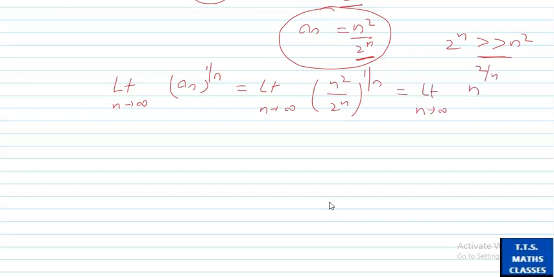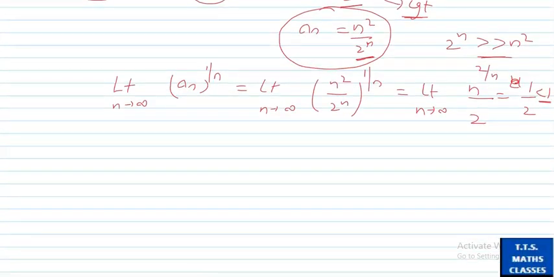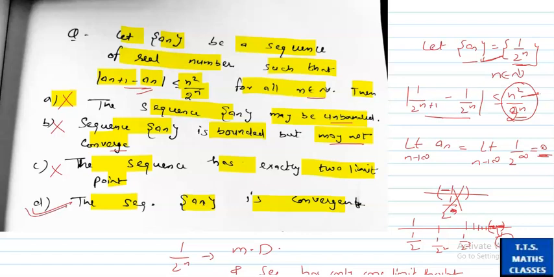So this implies it is 2 raised to power n, and only 2 is left. This will be 1 upon 2, because n raised to the power 1 upon n tends to 1. So it is 1 upon 2, which is definitely less than 1, meaning this series is convergent. If this series is convergent, then my sequence an is definitely a Cauchy sequence. And if an is a Cauchy sequence, then definitely it is a convergent sequence. So therefore we can say option D is definitely true. This is the way to solve this question.